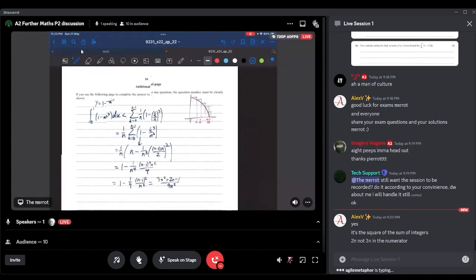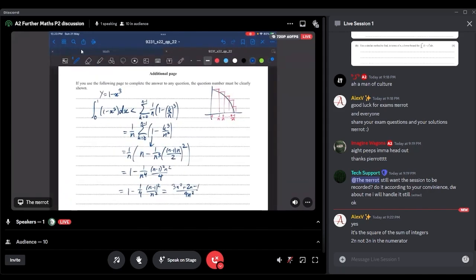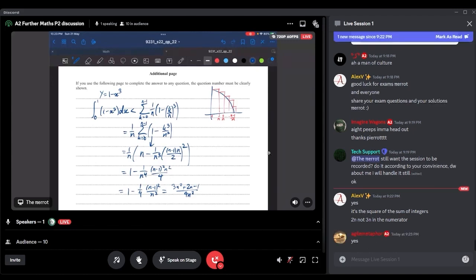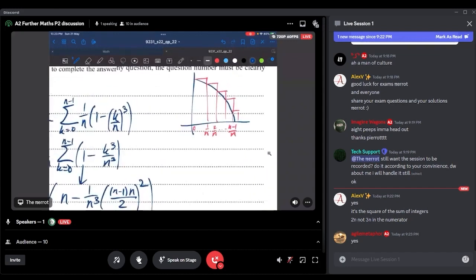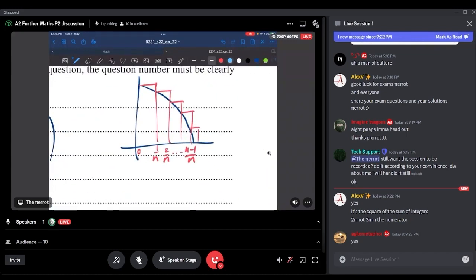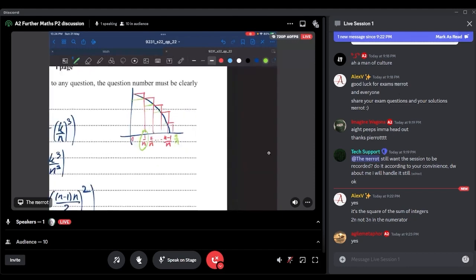Use a similar method to find the lower bound. The lower bound is just the lower rectangles then. I'll use green. Like that. But this time, instead of taking the sum from 0 up to n minus 1, you take the right side of the rectangle. So you start from 1 up to n over n, which is just 1. So the lower one will be coming from 1 up to n.